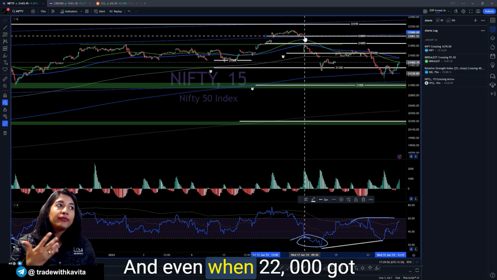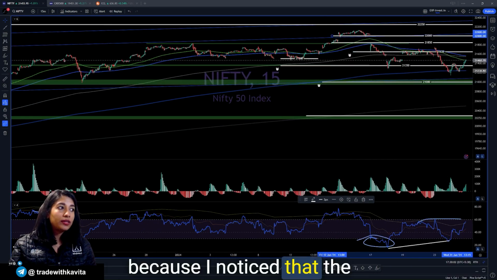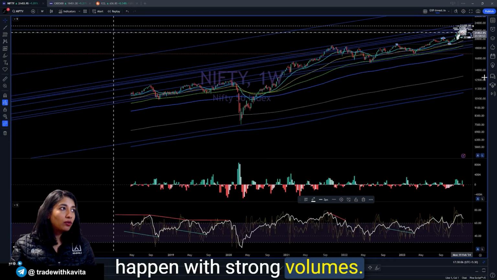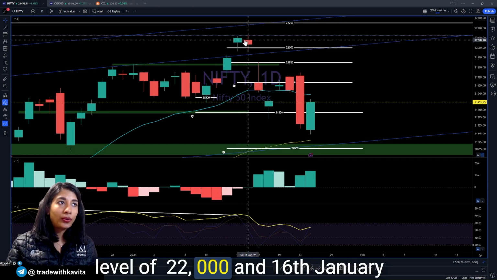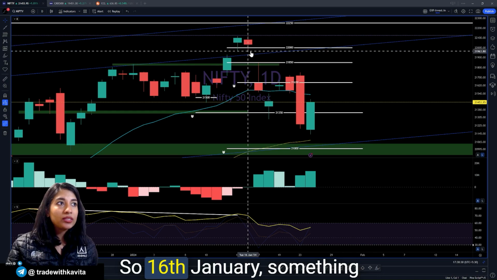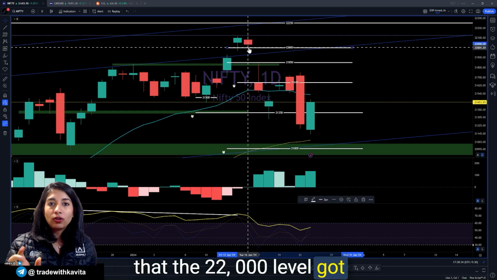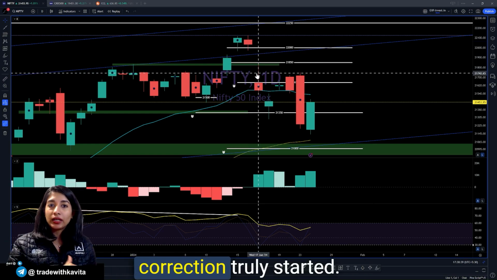22,000. And even when 22,000 got breached, I was very skeptical of giving the next target because I noticed that the breakout above 22,000 did not happen with strong volumes. On the 15th of January is when we broke out above the level of 22,000, and 16th January is when we actually topped out. On 16th January something very interesting happened: the 22,000 level got briefly tested by the market. And then on the 17th of January is when the market correction truly started.